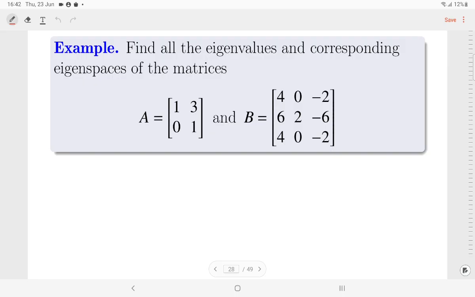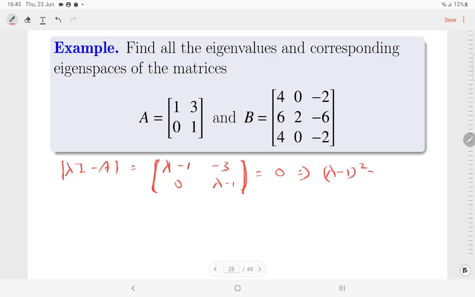Okay, so let's try two exercises. One is to find the eigenvalues and the eigenspaces, and we also find their basis. So we start with A. Lambda I minus A, if A is [1, 3; 0, 1], is [lambda minus 1, minus 3; 0, lambda minus 1]. This is the determinant, and that gives me (lambda minus 1) whole square is equal to 0. It means the required eigenvalues are lambda equal to 1, 1.